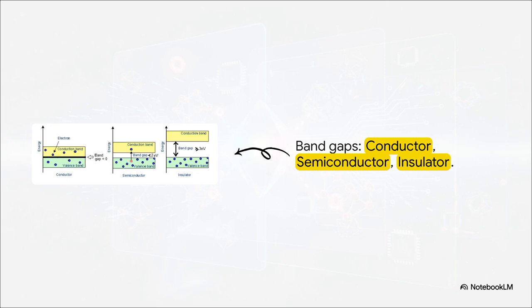Now, for an insulator like glass or plastic, that forbidden gap is a massive, uncrossable chasm, typically greater than 3 electron volts. At room temperature, electrons simply do not have the energy to cross it. But right in the middle, that's our sweet spot, the semiconductor. It has a tiny band gap of less than 2 electron volts. With just a little push of thermal or electrical energy, electrons can easily cross that bridge.